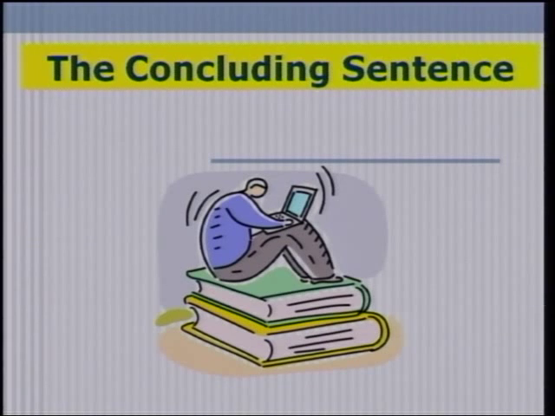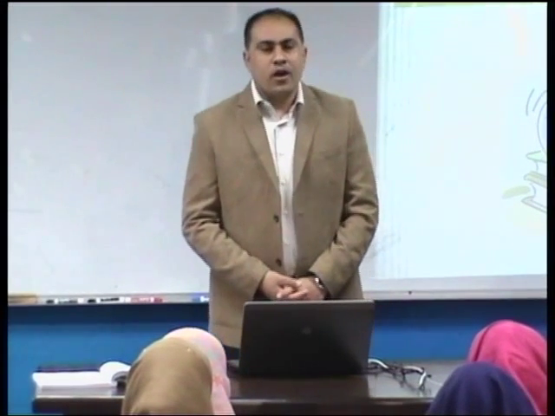Very good. Alright, today we're looking at the third part of the academic paragraph, which is the concluding sentence. Previously we looked at the topic sentence, and we said that the topic sentence is one that carries the main idea, or the central idea of the paragraph. And then we looked at the supporting sentences, and we said that this is a chance for the writer to develop, to discuss, to elaborate on his or her main idea as stated in the topic sentence.